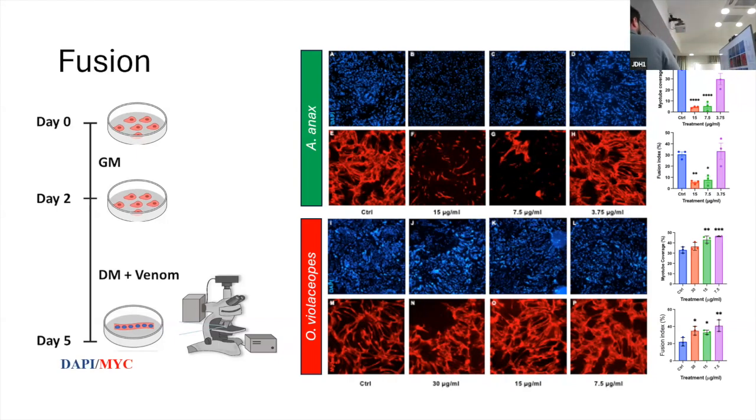Interestingly, with these two venoms, they are having very different effects. Annex is pretty much destroying all the myotubes at around 15 micrograms per mil, whereas with Violaceps we're actually seeing an increase in the size of the myotubes and their fusion index. This is at 15 and 7.5; 30 is only affecting the fusion index. But if we go any higher with Violaceps, up to 60, then all of the myotubes are gone. They're either detached or they are no longer viable.